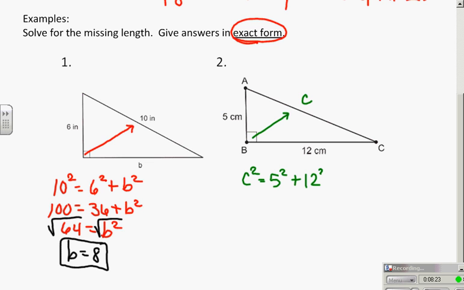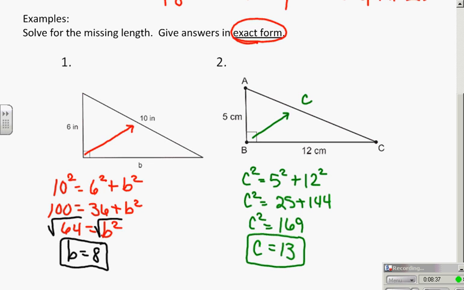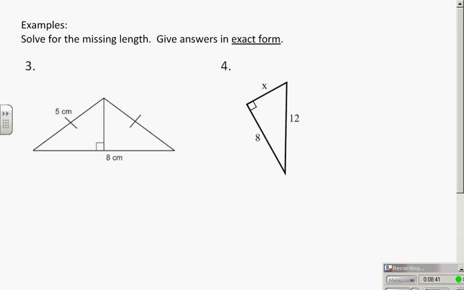In this next example, I'm missing the hypotenuse, so I'm going to have c squared is equal to 5 squared plus 12 squared. C squared is equal to 25 plus 144. C squared is equal to 169. Square root both sides, and C is 13. A couple of very straightforward applications of the Pythagorean theorem. But sometimes they're not so straightforward.